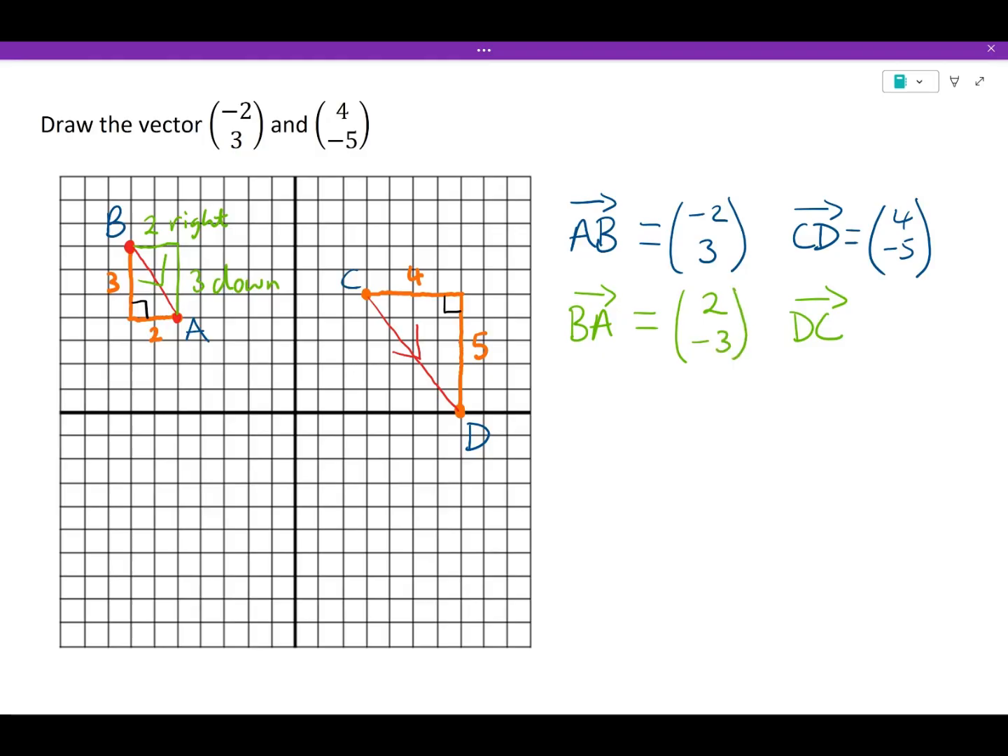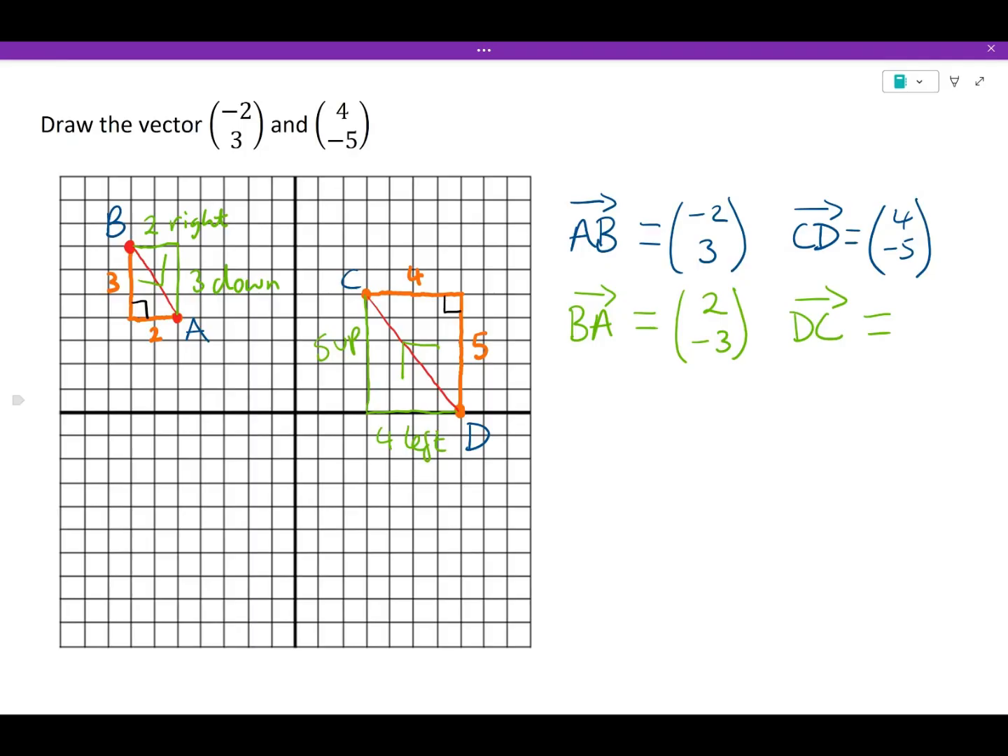Now let's do it for C to D. I'm going to go to my vector and I'm just going to reverse the arrow, so it's going from D to C instead. And then I'm going to start at D and create a right angle triangle. So I have to go to the left, like that, and then have to go up in order to get to C like that. So I went 4 to the left, and then I have gone 5 upwards.